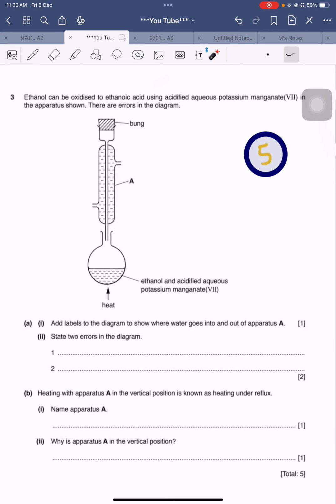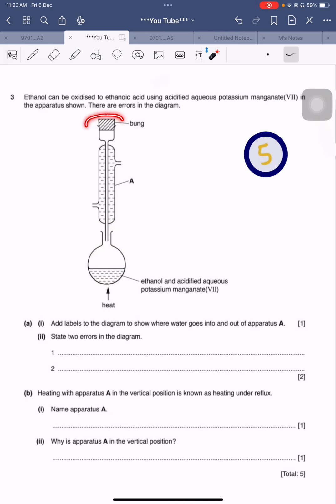Ethanol can be oxidized to ethanoic acid using acidified aqueous potassium manganate. In the apparatus shown, there are two errors in this diagram. Guys, look here right now. First of all, there must be a stopper or a bung, otherwise, instead of moving up, the fractions may go out as well.